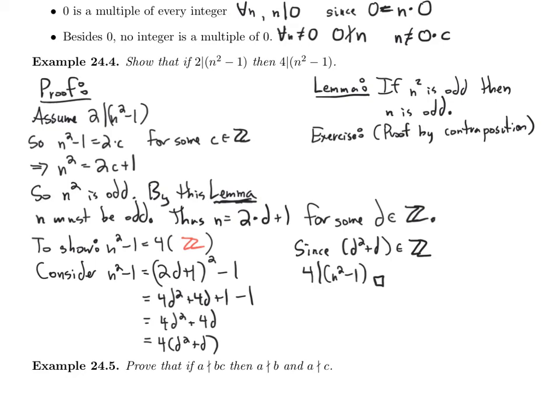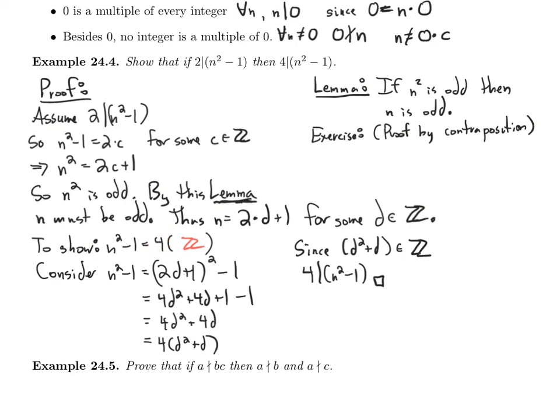And the key is how I thought about this. Well, I wanted to show that n squared minus 1 equals 4 times something. So I need to get some 4s in there. If I just replaced n squared with 2c minus 1, well, that gets me nowhere. I'll just get n squared equals 2c, and that won't do anything. Or 2c plus 2, whatever. But no, it would be 2c. So I'm thinking, how can I get this 4 in here?